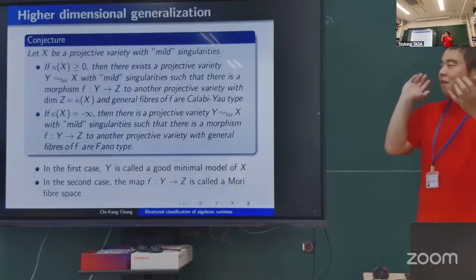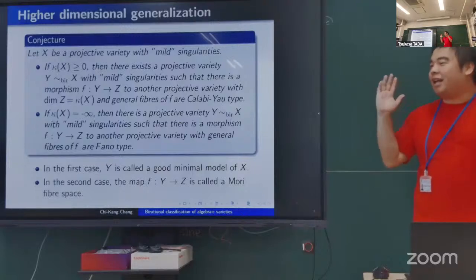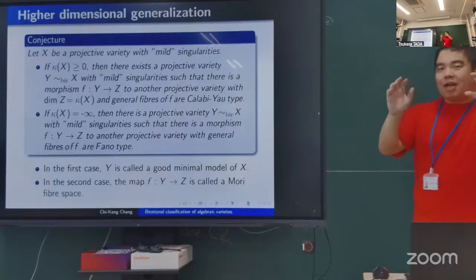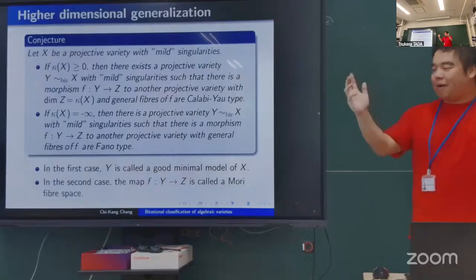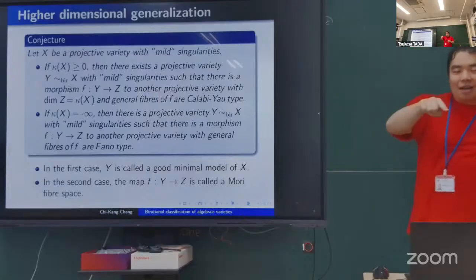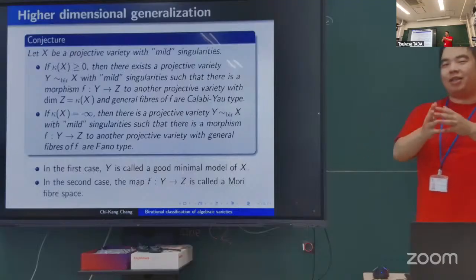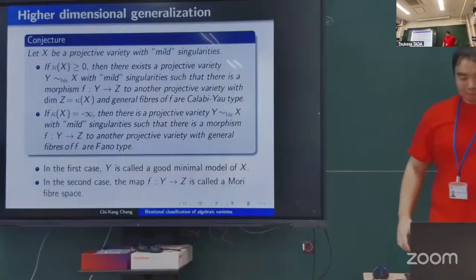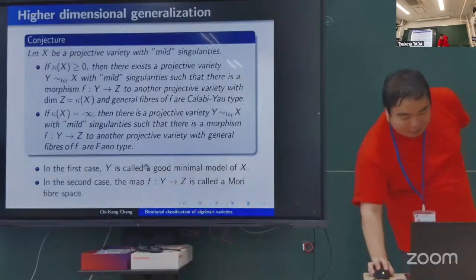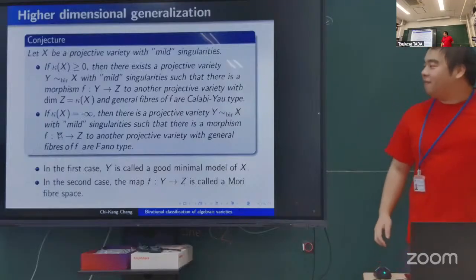That is, if a variety is not of basic type, we can always replace it with a birational model such that there is a morphism to another lower dimensional variety such that the fibers are basic type. In the first case, we call this a good minimal model. In the second case, this fibration is called a Mori fiber space.